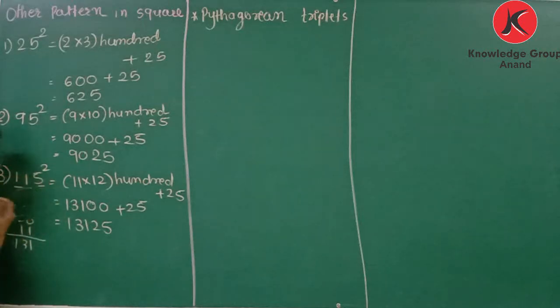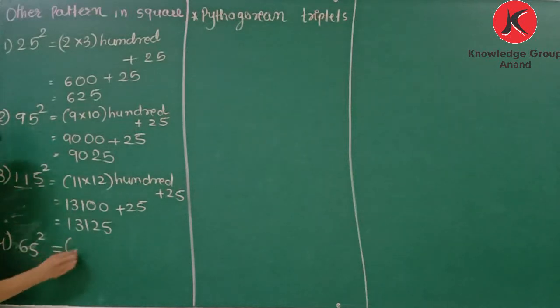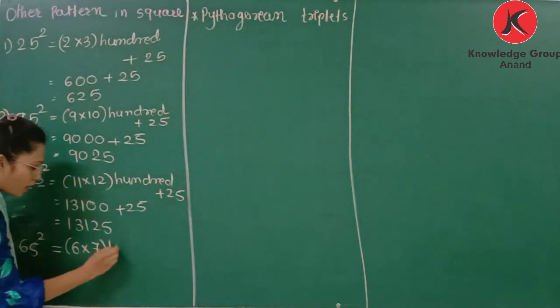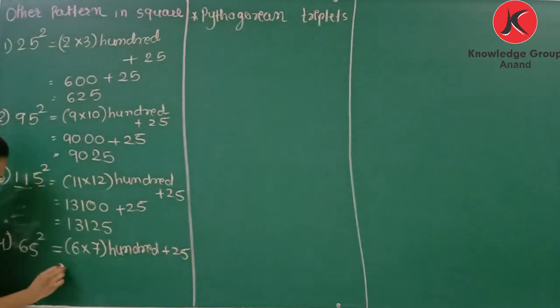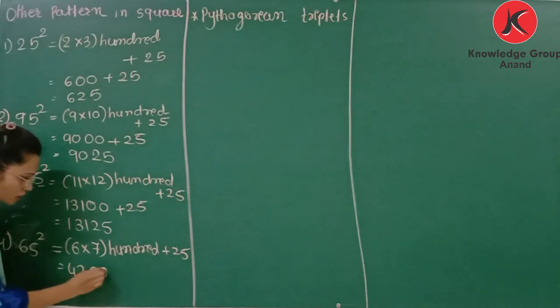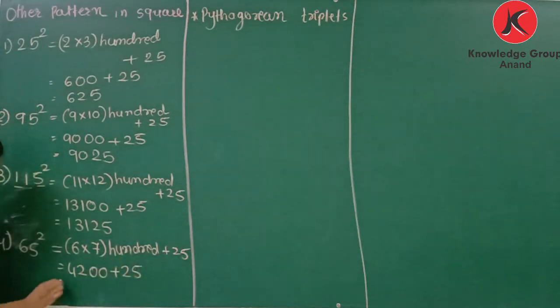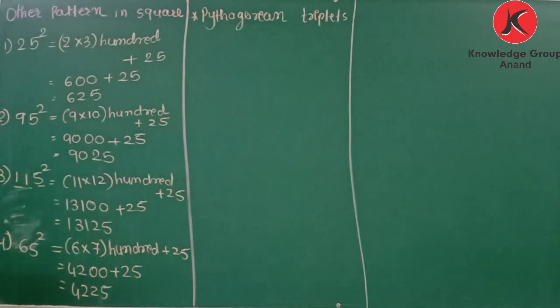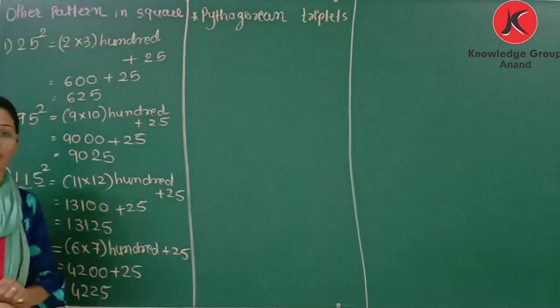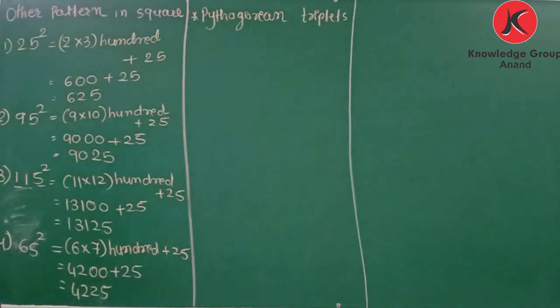Again, take one more example. 65. When the end digit is 5, you can apply this method. 65 means 6 multiply 7, 100 plus 25. 42, 100 plus 25, so it is 4225. This is the 65. Clear? This way you can find the square of a number in which the last digit is 5.